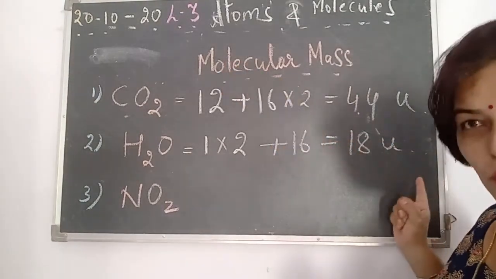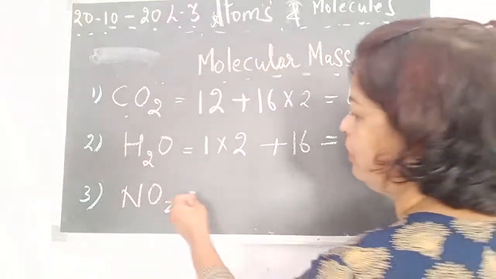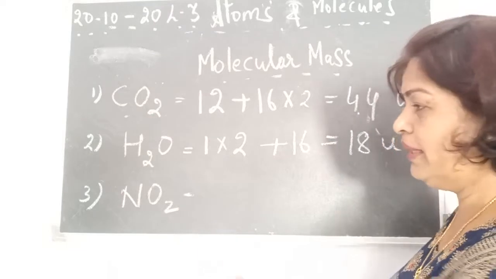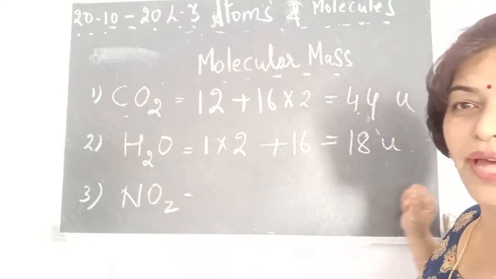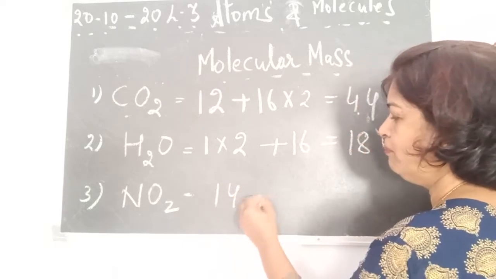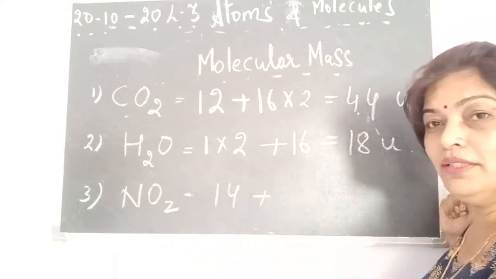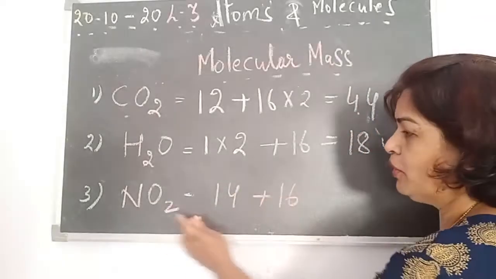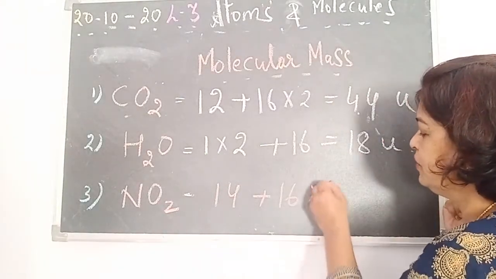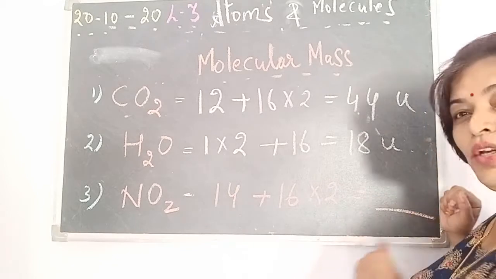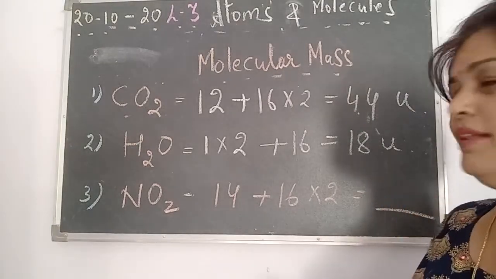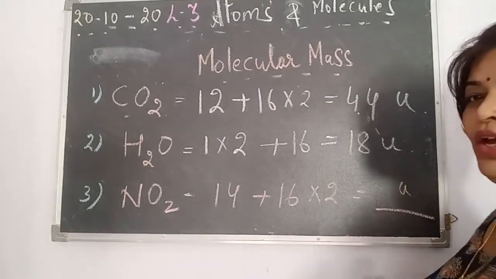Molecular mass 18 U. Okay, now for nitrogen you can do, children. Nitrogen has got 14, so it will be 14 plus oxygen is how much? 16. How many molecules of oxygen, children, here? 2, so it will be 16 into 2. And how much? Now you find this, okay? And children, this value will be again in U.